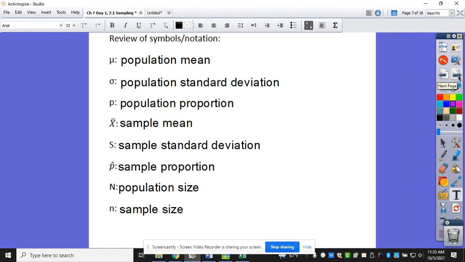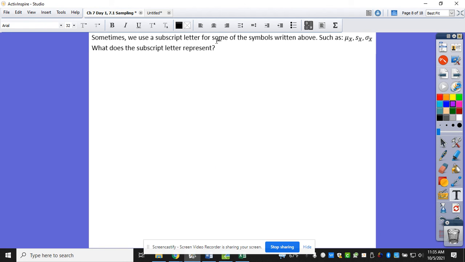All right, so this bottom part on this side is a little bit of a lead-in. Sometimes we use a subscript letter, like mu of x, s of x, sigma of x. What does that x actually represent? In general, it's the group that we're taking it of. We either had a variable x when we were dealing with binomial, or a variable y when we were dealing with geometric. You can always define any letter you want and use it. So the subscript is saying this is the variable that I'm talking about.